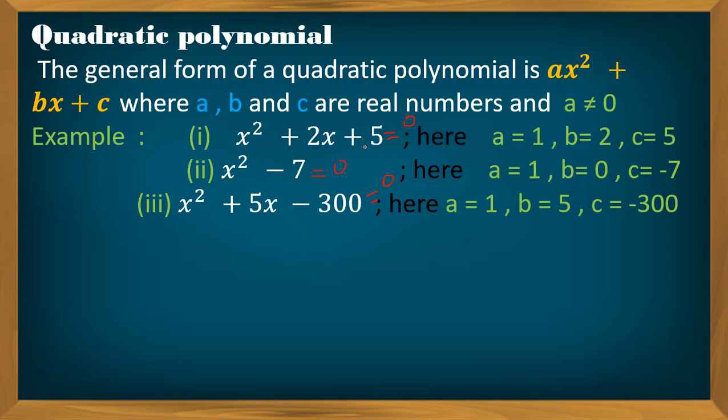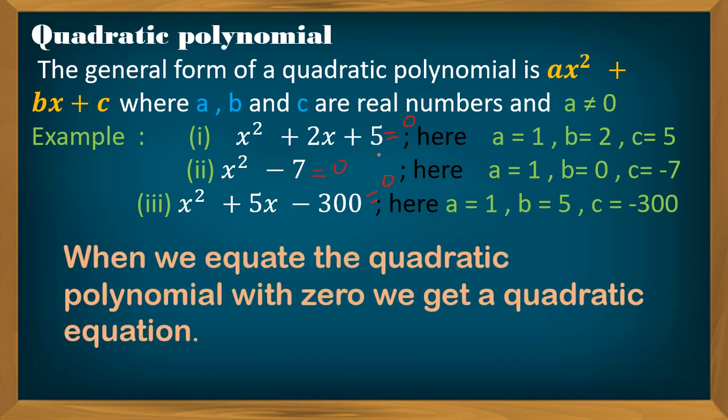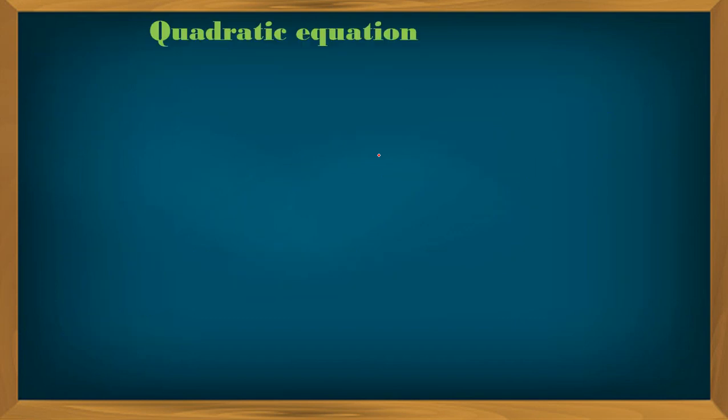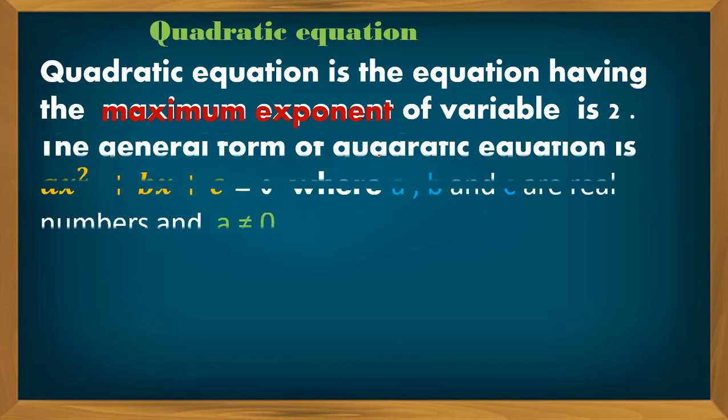When a quadratic polynomial is equated with 0, we get a quadratic equation. So how do we define it now? A quadratic equation is an equation having the maximum exponent of the variable as 2. The important thing is that the maximum exponent of the variable is 2. So the highest exponent of the variable is 2, then only the given equation is a quadratic equation.